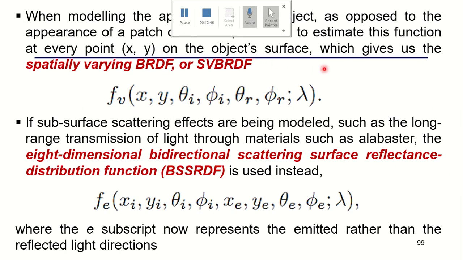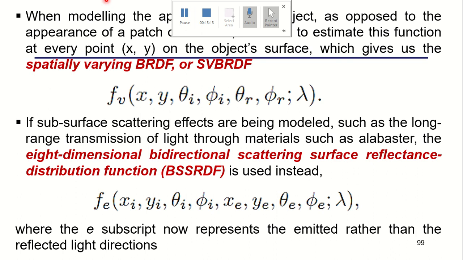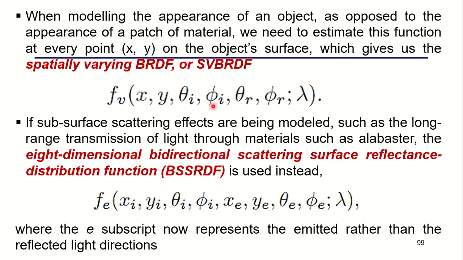When modeling the appearance of an object as opposed to the appearance of a patch of material, we need to estimate this function at every point x, y on the object surface, which gives us the spatially varying BRDF, or SVBRDF. This will be a function, denoted fv, of x, y, theta i, phi i, theta r, phi r, lambda. Theta i and phi i are for the incident light, and theta r and phi r are for the reflected light.